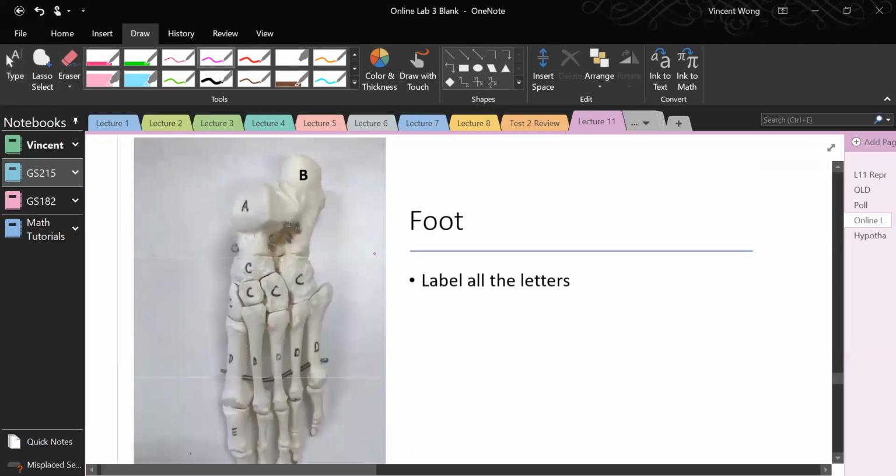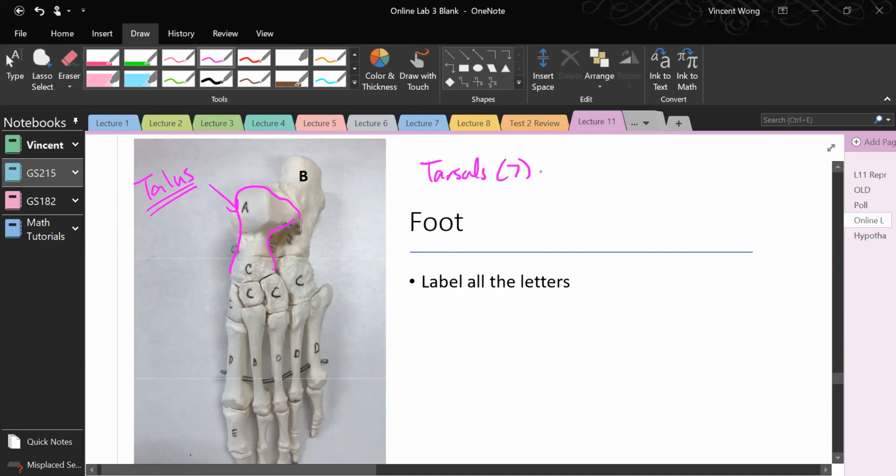Okay, foot. Label all the letters. Right, so A here, that is your talus. Okay, it's one of your tarsal bones. You know, in the hands you have 8 carpals, right? So the feet version of carpals are called tarsals, and you have a total of 7 tarsals. Okay, so the tarsals, you have 7 total, which includes the A and the B here. So 1, 2, 3, 4, 5, 6, 7.